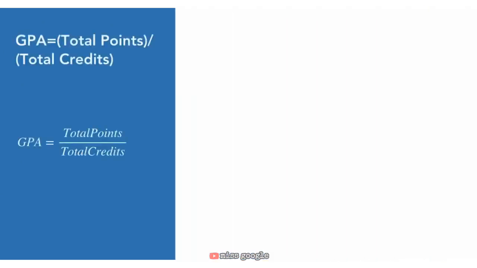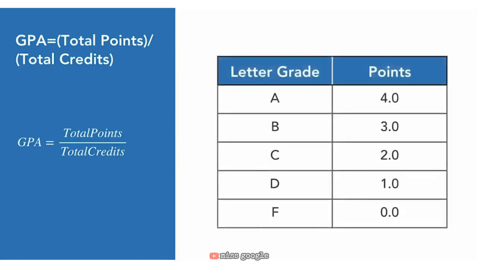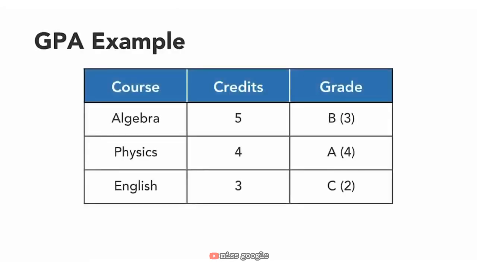The GPA for a student equals the total points awarded in all their courses divided by the total amount of credits in those courses. As a part of calculating the points, we'll use this table to convert letter grades to points. An A is worth 4 points, B means 3, C means 2, D 1, and 0 points for an F. To be clear, let's look at an example.